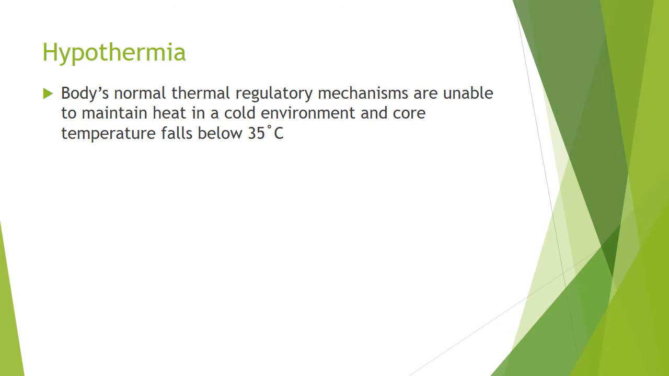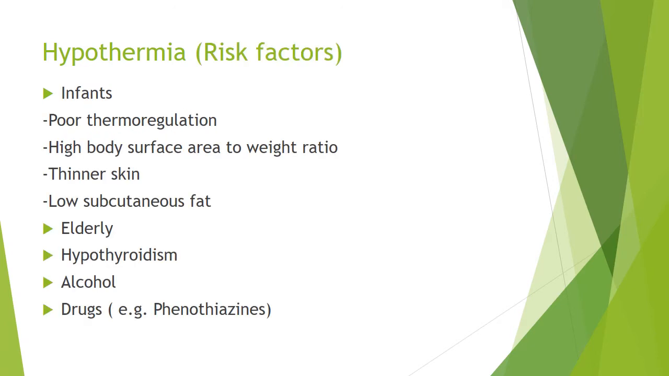Hypothermia is a condition in which the body's normal thermal regulatory mechanisms are unable to maintain heat in a cold environment, and the core temperature falls below 35 degrees Celsius. The normal core temperature is actually around 37.7 degrees Celsius.